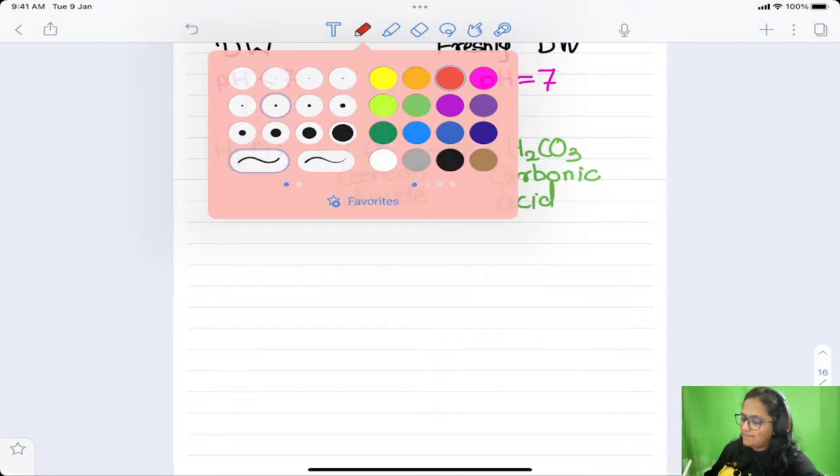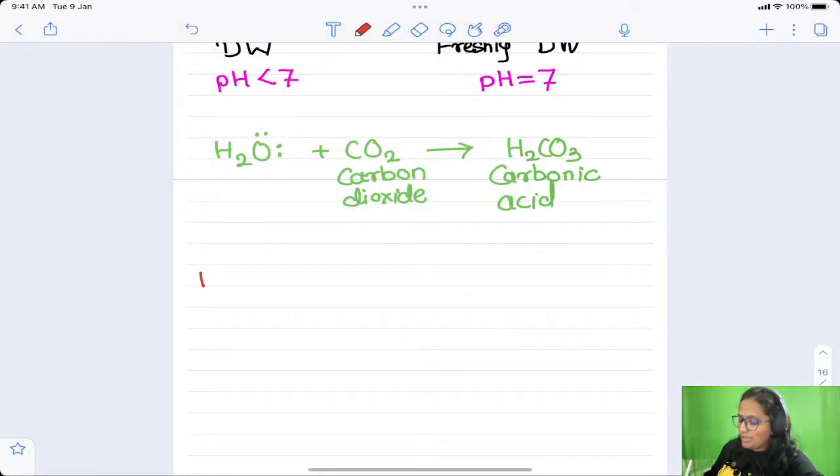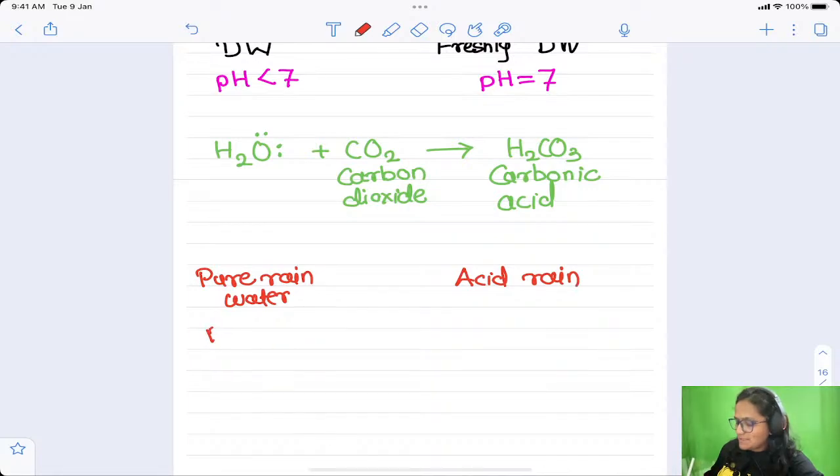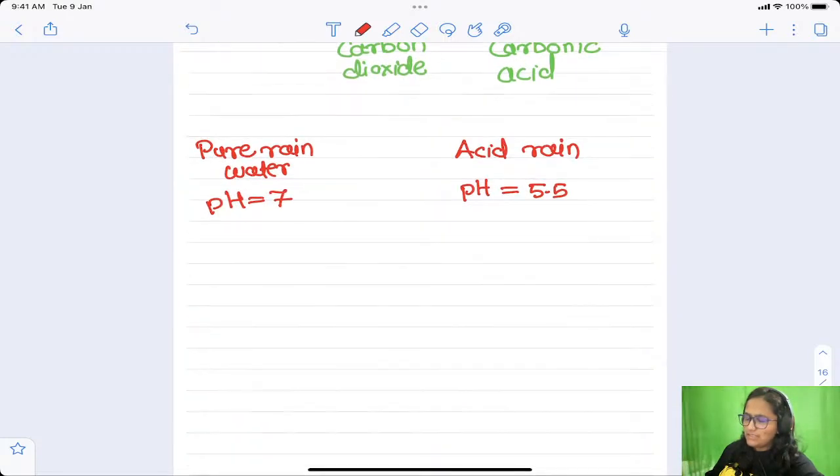Now let us see the fresh or pure rainwater. Pure rainwater, very highly pure, and the acid rain. For pure rainwater also, pH is exactly equal to 7, completely neutral. Nothing is there in it, only H2O. No other chemical is there. Whereas acid rain has a pH of about 5.5. So what is the reason for this?